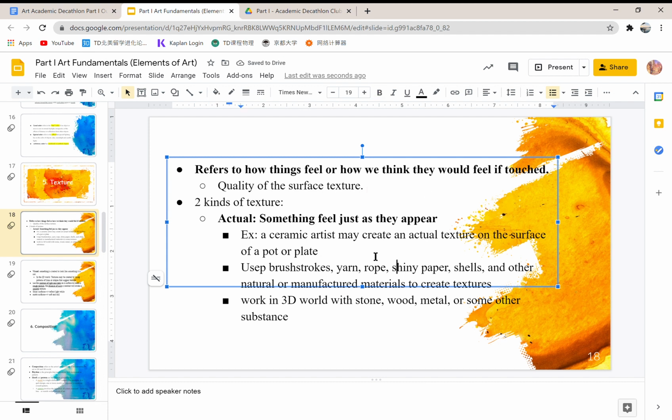For example, a ceramic artist may create an actual texture on the surface of a pot or plate. Artists use brush strokes, yarn, rope, shiny paper, shell, and other natural or manufactured materials to create textures. So it's a technique of creating actual texture. And then working in the 3D world with stone, wood, metal, or some other substance will also create an actual texture.